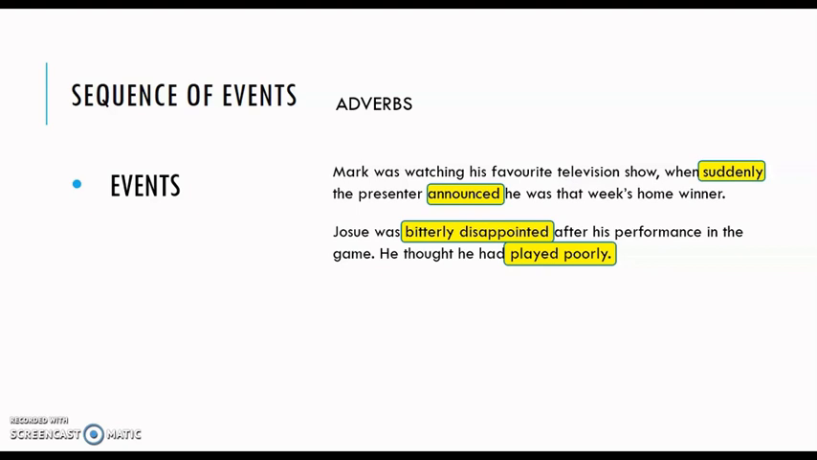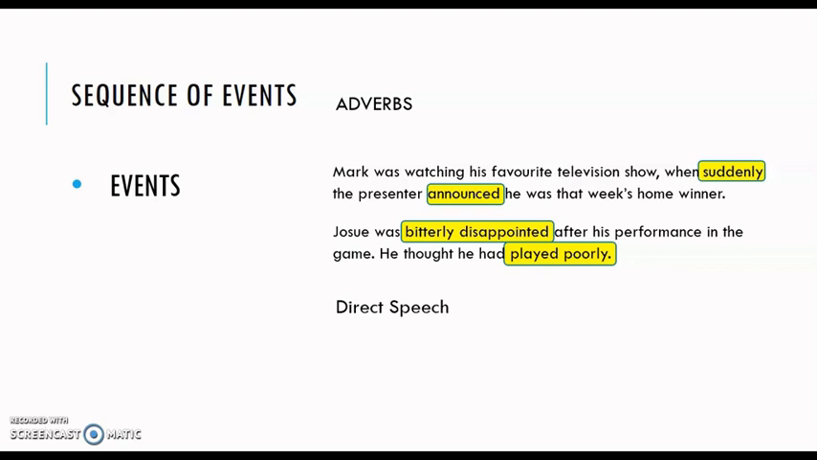Joshua was bitterly disappointed after his performance in the game. He thought he had played poorly. So, as you can see, we're not using Joshua was sad after his performance. We are going a bit further using another adjective and an adverb and saying bitterly disappointed. It's way better than just writing common adjectives.